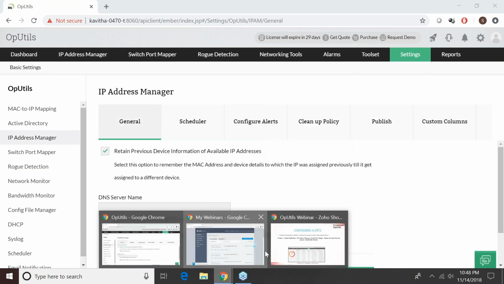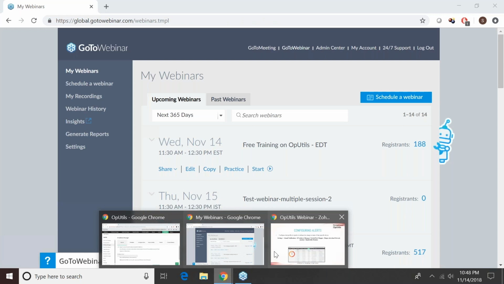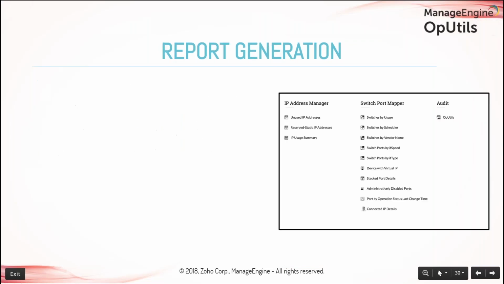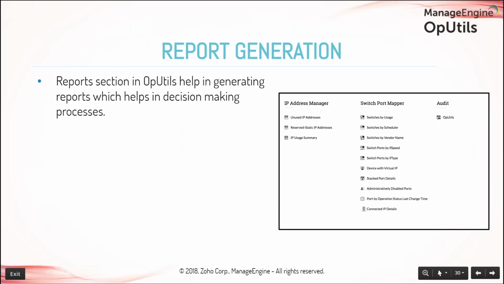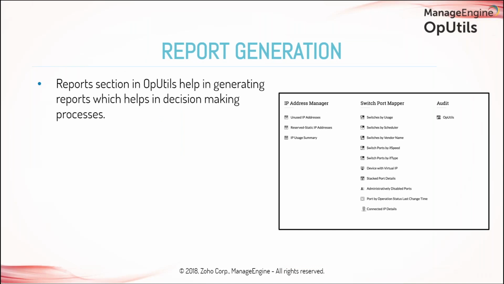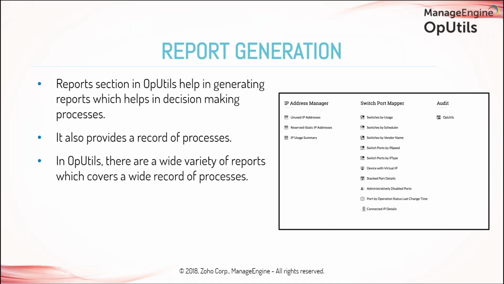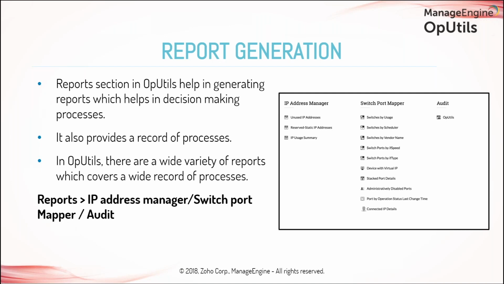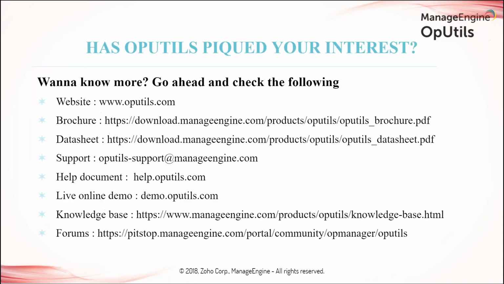And monitoring and alerting is not the only purpose. Also, we should have reports. OpUtils by default has predefined reports by used IP address, unused IP address, reverse and static IP address. You can just generate the report by clicking on it, or you can schedule it to send the reports to your email address at the scheduled time.